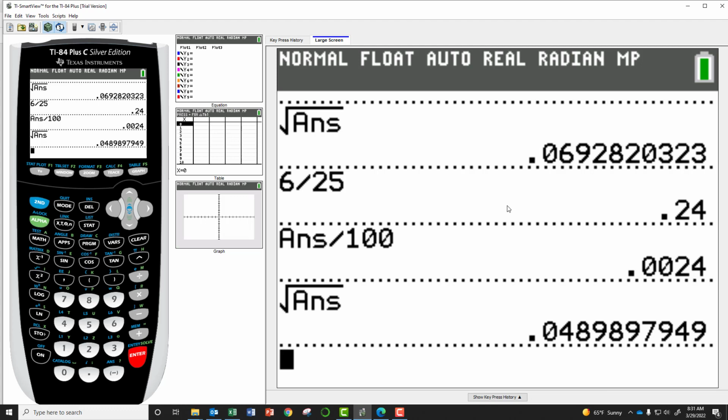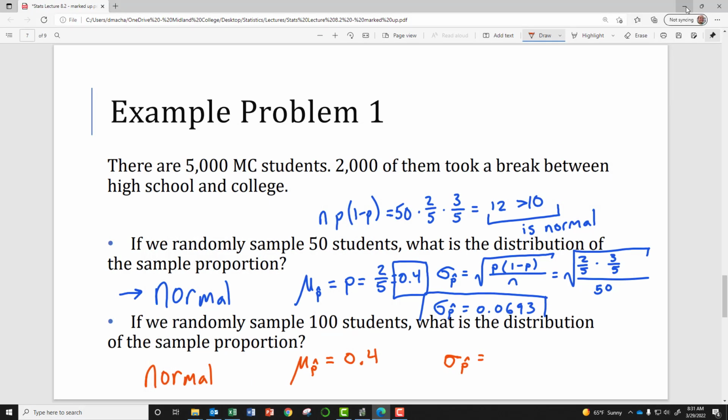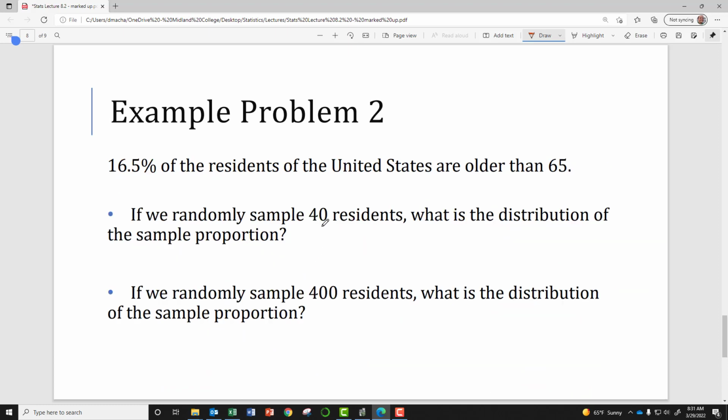And so now my standard deviation is 0.049. So notice that when my sample size increased from 50 to 100, my standard deviation decreased. But of course the mean stayed the same, and it's still normally distributed. In fact, it only becomes more normally distributed when your sample size increases.